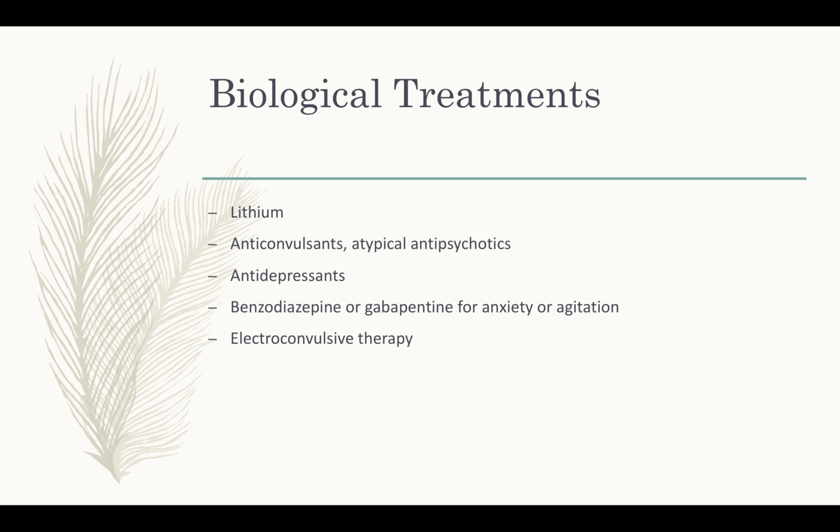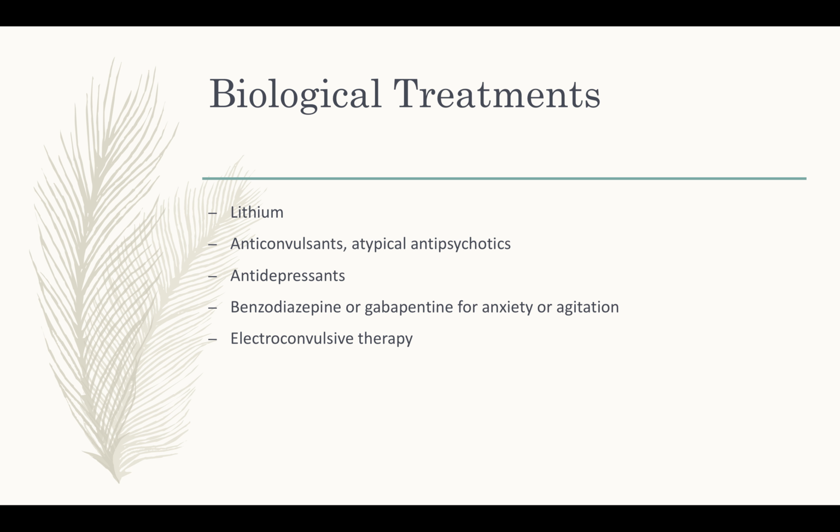The atypical antipsychotics have also been helpful. Originally, these particular medications were used to treat symptoms of schizophrenia, but they've also been shown effective in the treatment of bipolar. So those are also things that are certainly used. The list also includes benzodiazepines, gabapentin, those types of things.